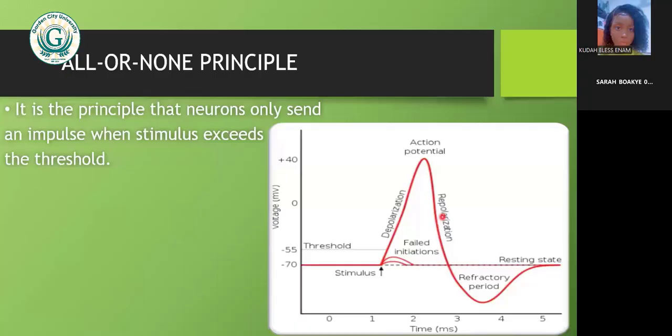Prof, please, good afternoon. Please, your explanation on all or none principle. Does it mean that if the stimulus is strong enough, that means it reaches threshold, meaning the full action potential is produced? But if the stimulus is too weak, that means no action potential. Exactly. If it becomes weak, that's why we say all or none. So it's either you produce the full effect or none. Does it make sense? Thank you.